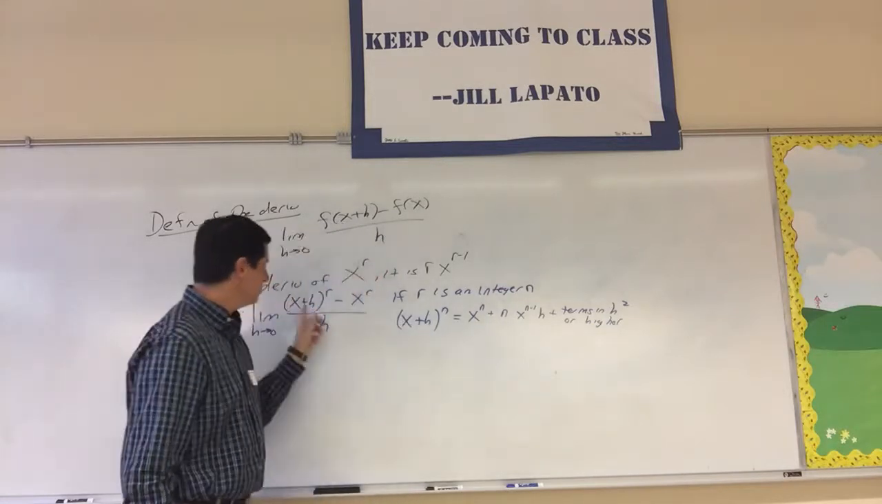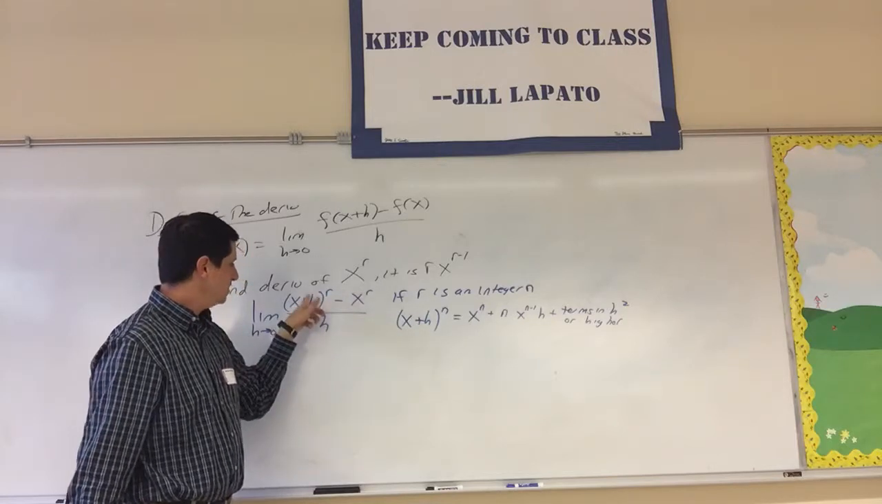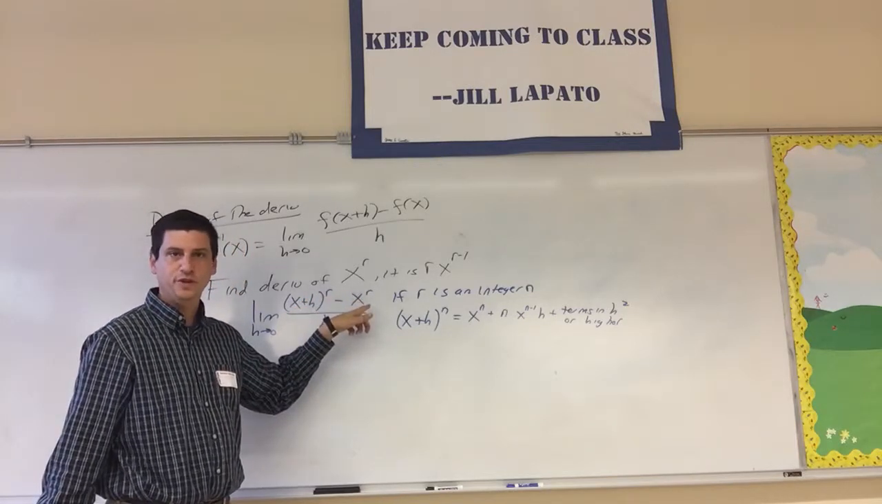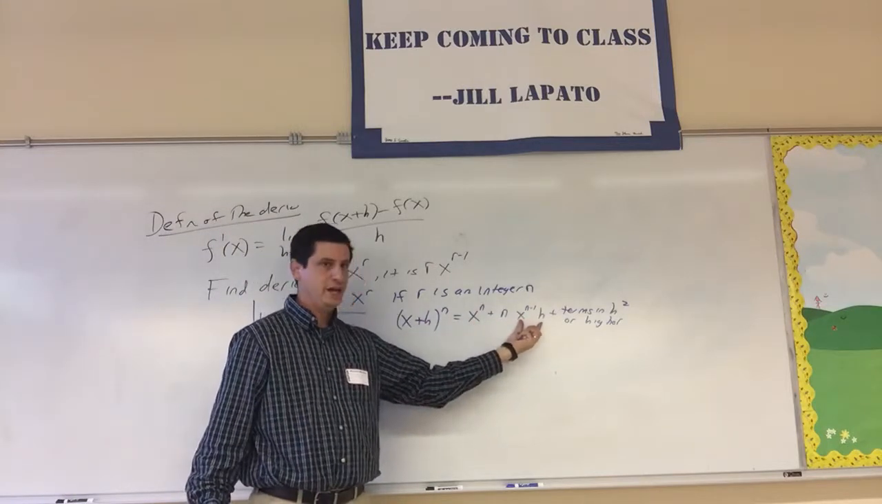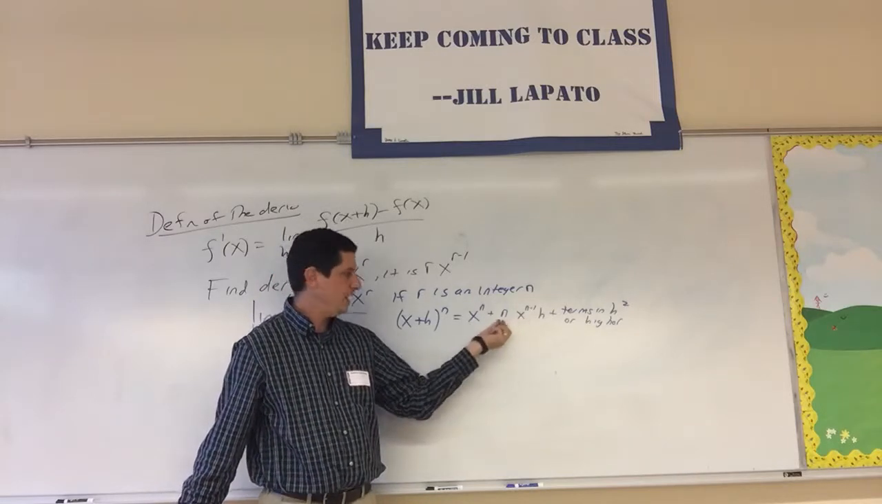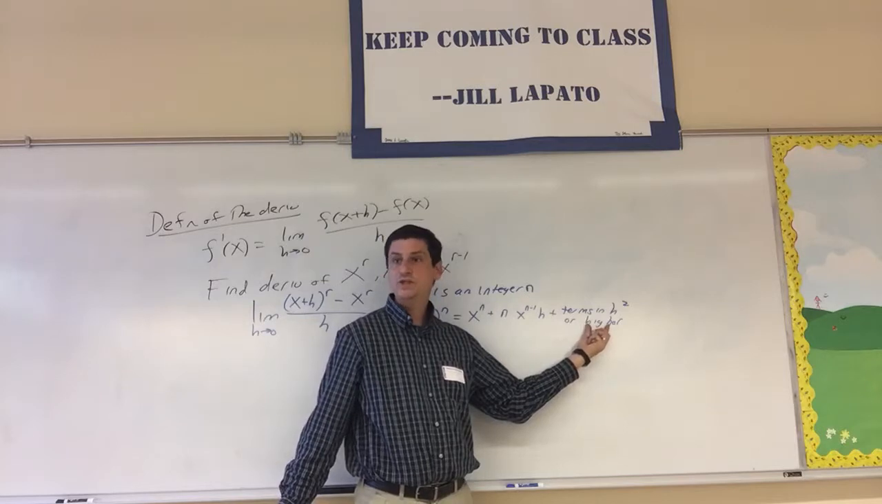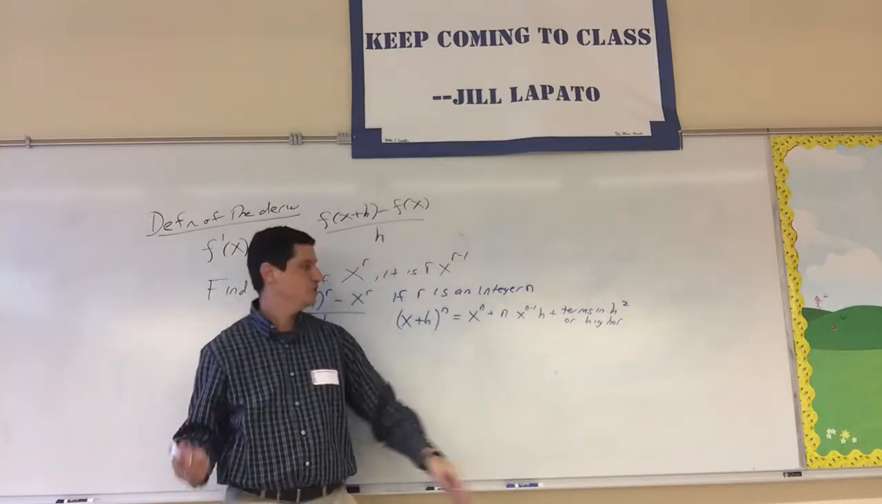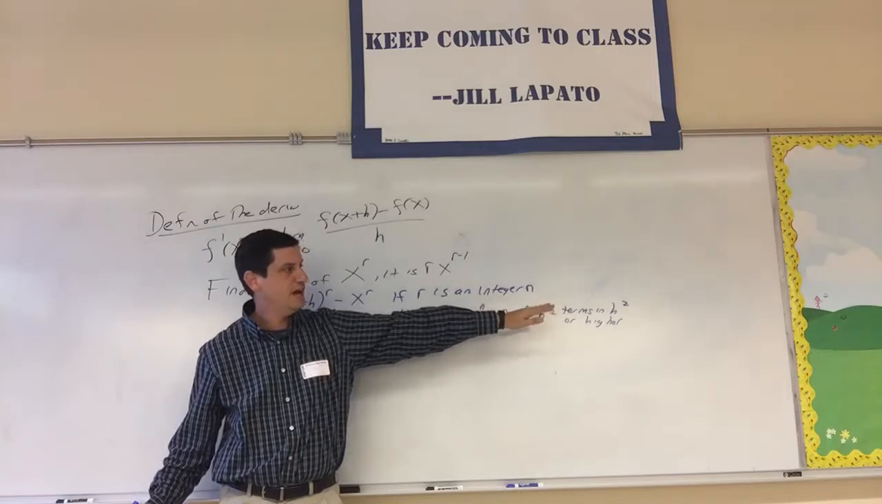The reason is when we do the subtraction, the main term of x to the n will be canceled with this x to the n over here. The next term, the n x to the n minus 1 h, when we divide by h and then take the limit as h goes to 0, we'll go to n x to the n minus 1. And then all of this stuff over here, when we divide by h, it's still going to be multiplied by h. It doesn't matter how large the numbers are here in terms of n.